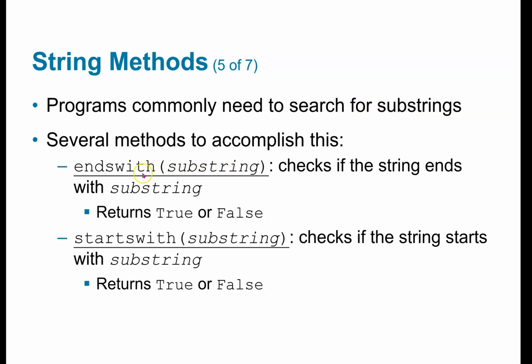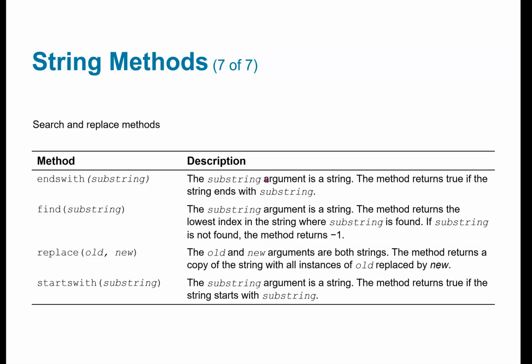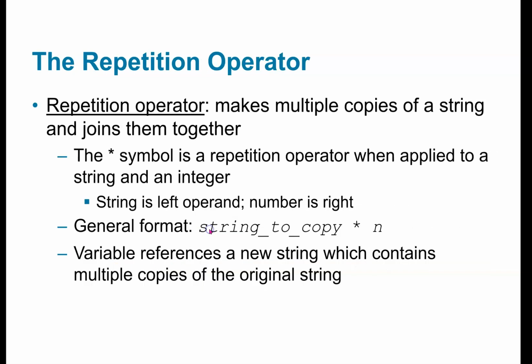Sometimes we need to search for substrings. So we can use an endswith method, which checks if the string ends with substring. startswith, same thing, but at the beginning. And we can use find, which searches for a substring within the string and returns the lowest index of the substring, or if it's not contained, returns -1. replace substring and new string returns a copy of the string where every occurrence of substring is replaced with new string. So here are those methods put together.